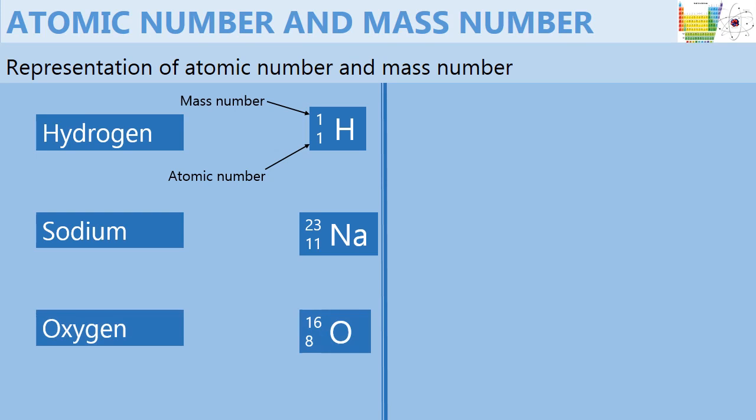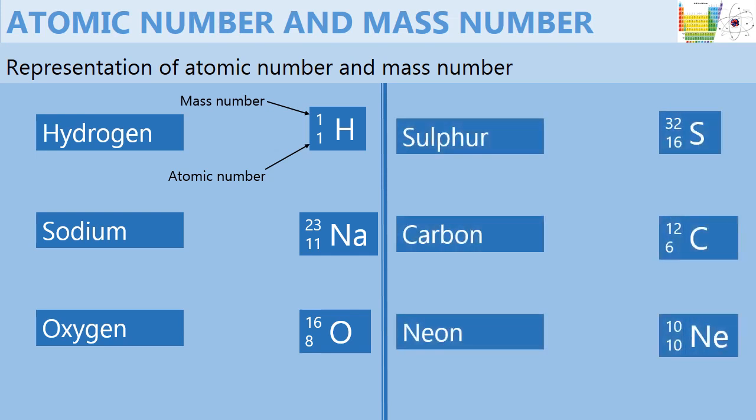Which of the numbers for oxygen represents atomic and mass number? Can you try to identify? How about these ones for sulfur, carbon, and neon?